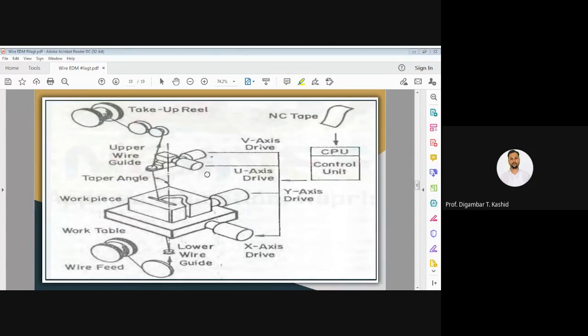The same diagram is shown here. I have taken this diagram from the book Advanced Machining Processes by Vijay Jain. It is an old diagram, but through it you will get all the components of the system. You can see the control system, the position system we will need, then the drive systems, take-up and rail, and other things. One by one we are going to see them.